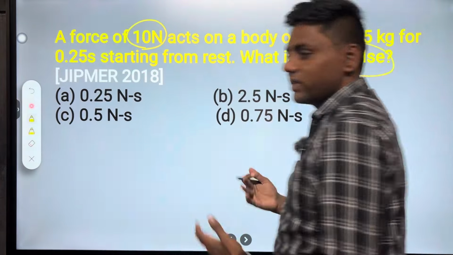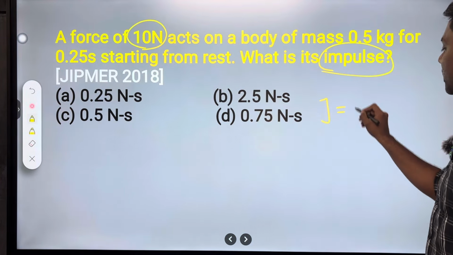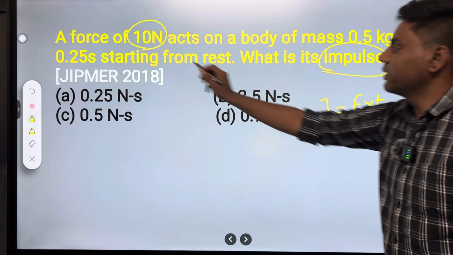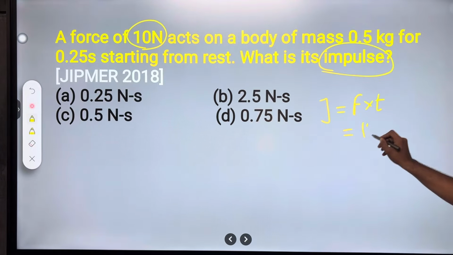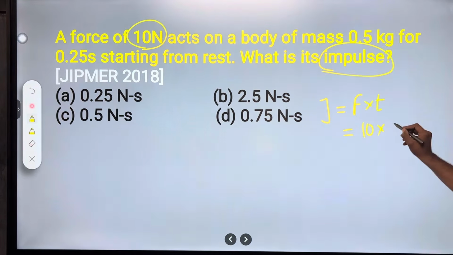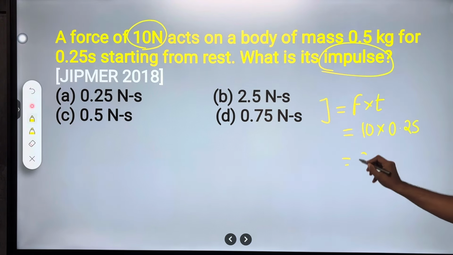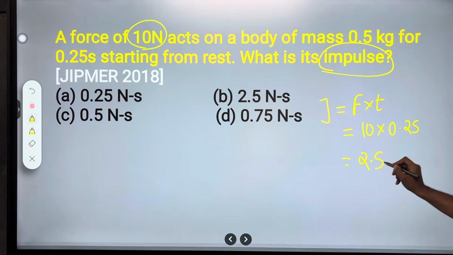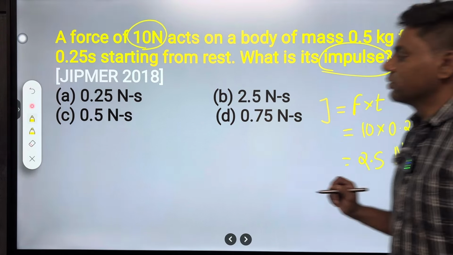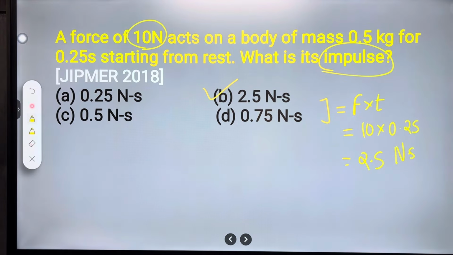The formula is very easy to remember. Impulse, denoted by the letter J, equals force into time. Here force is given, that is 10 Newton, multiplied by time, which is also given, that is 0.25 seconds. The product becomes 2.5. And what is the SI unit? Newton second. So the option is B. Next question.